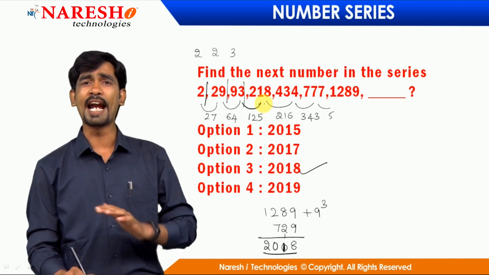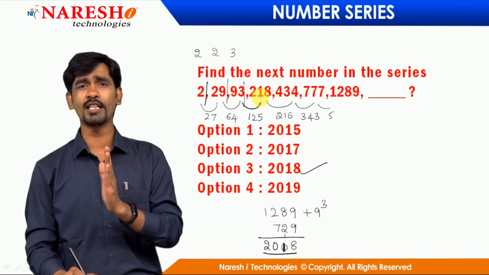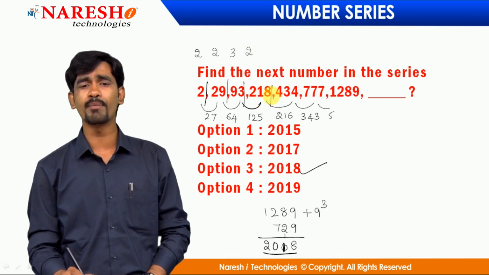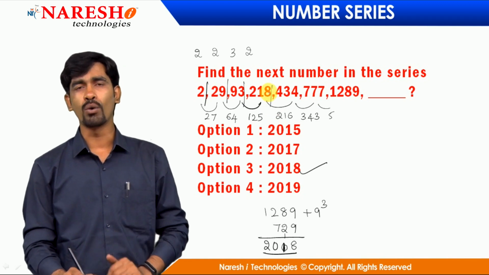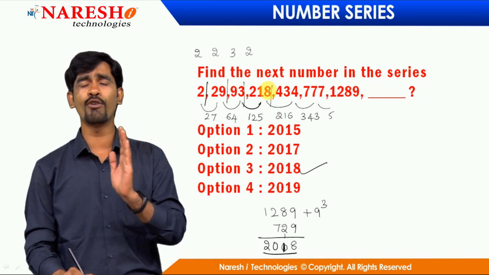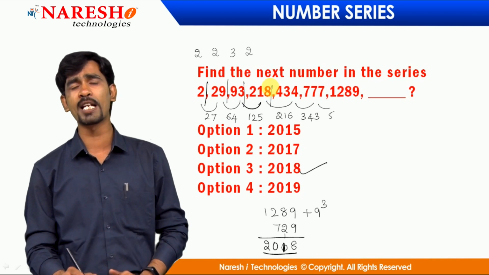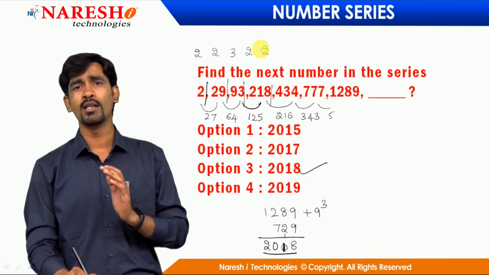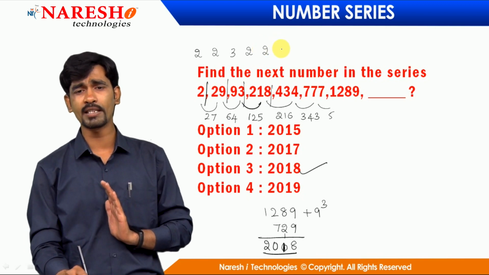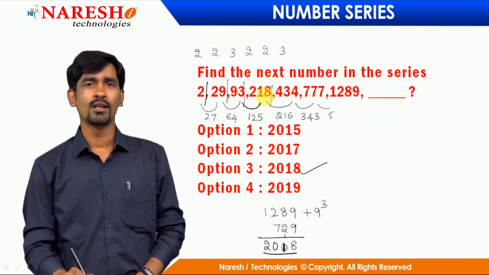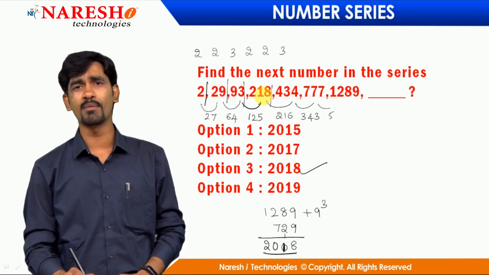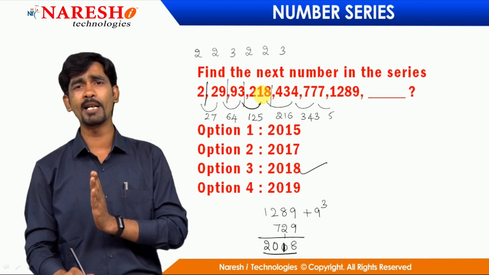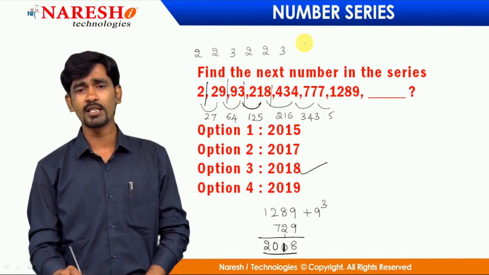So, 218 is 2 plus 1 is 3, 3 plus 8 is going to be 11. Again, the digital sum is going to be 2. For 434, 4 plus 3 is 7, 7 plus 4 is 11, 1 plus 1 is 2. So, it is 2 again. 777 is 7 plus 7 plus 7 is 21, the digital sum is going to be 3 here. And 1289: 1 plus 2 is 3, 3 plus 8 is 11, 11 plus 9 is 20. That means the digital sum is 2.